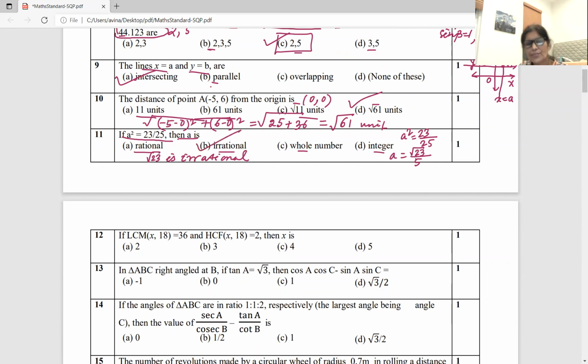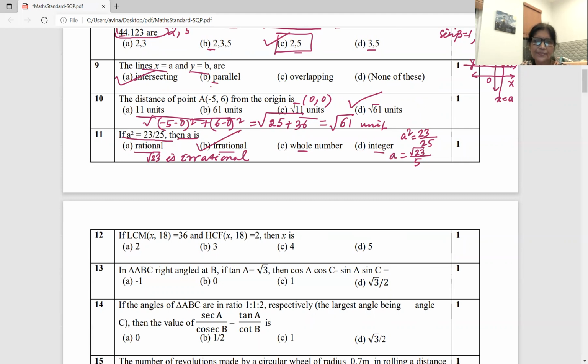Irrational multiplied by rational is again irrational. Divided by irrational is also irrational. So whenever you get an irrational number in either the numerator or denominator, it will be an irrational number.